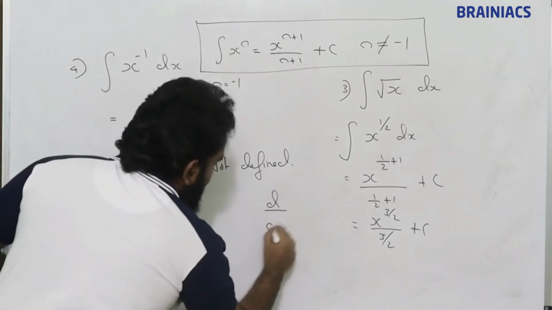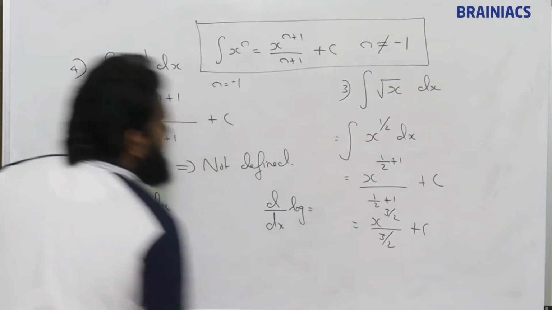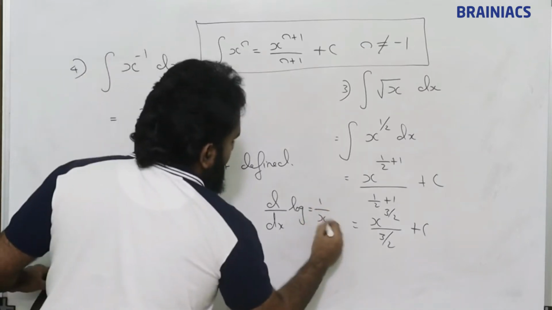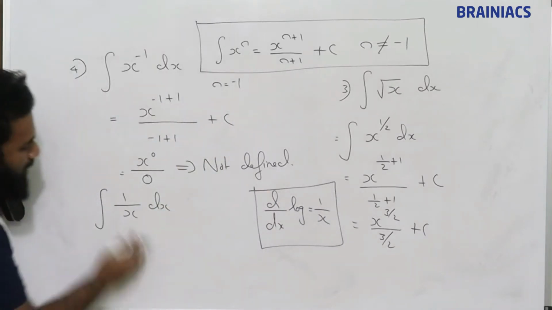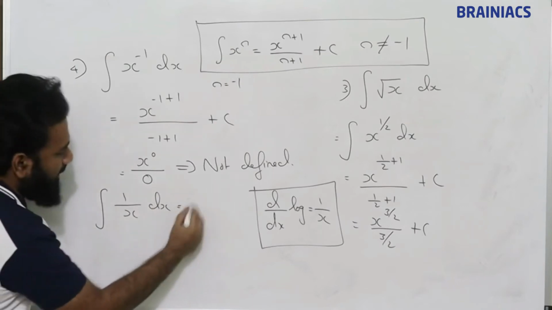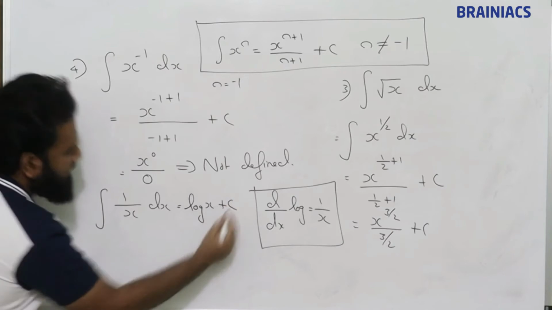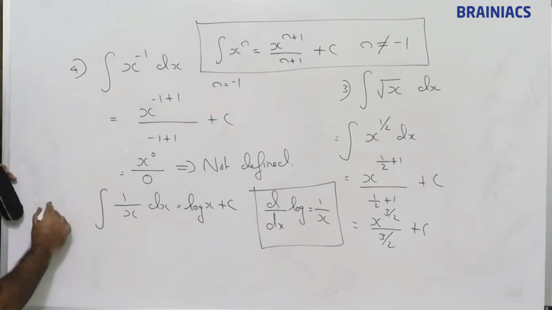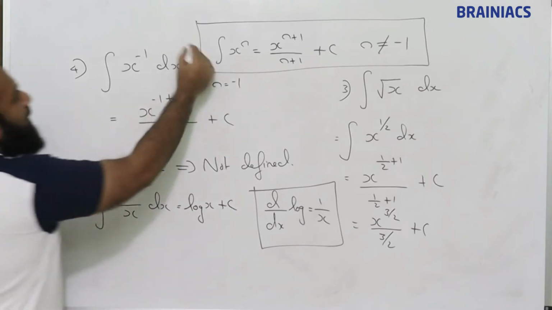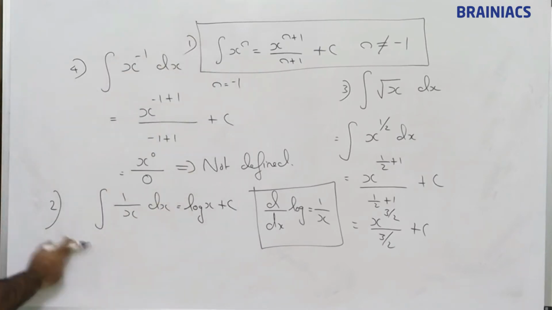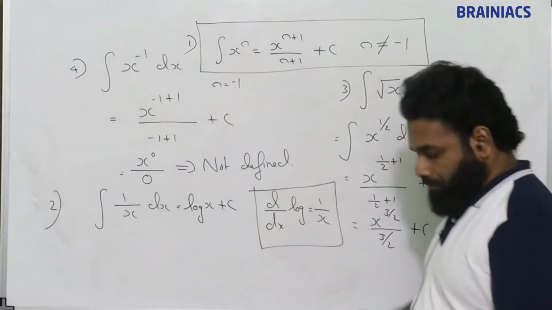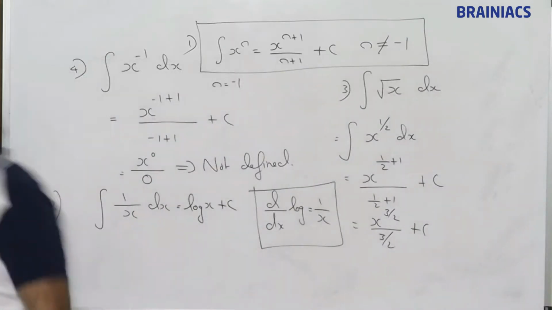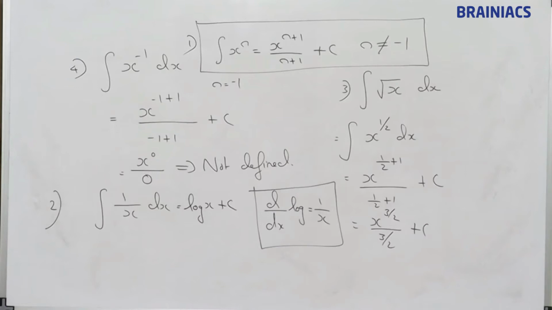What was d by dx of log x? If you remember, this was 1 by x. So integration is the opposite of differentiation. So integration of 1 by x dx is nothing but log x plus c. So this formula you can consider as a separate second formula. If this is the first formula, the other ones were examples. Integration of 1 by x dx is nothing but log x plus c. Note it down. Clear?